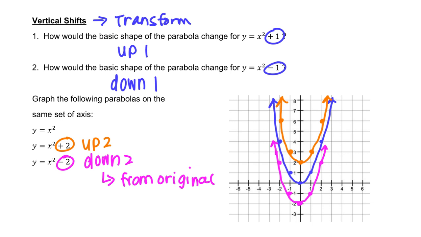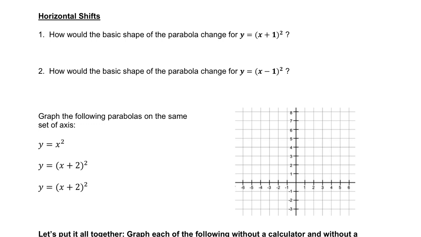Ta-da! So we have our original in blue. We shifted up 2 for orange. We shifted down 2 for pink. All right, so on the next page, we are now going to talk about horizontal shifts. These are also transformations. Now, the location of the transformation for horizontal is different. In number 1, what's the basic shape of a parabola for y equals x plus 1 squared? The plus 1 is inside the parentheses, versus up and down was after the square. This one is before the square, okay?